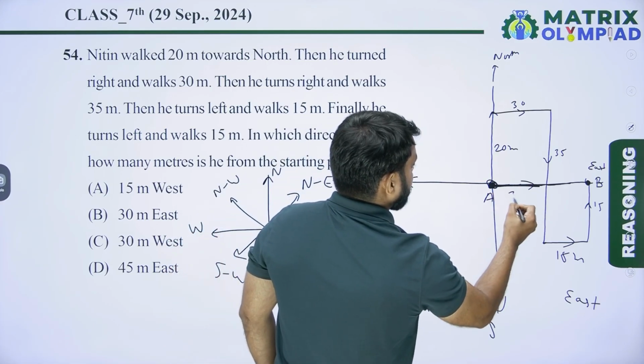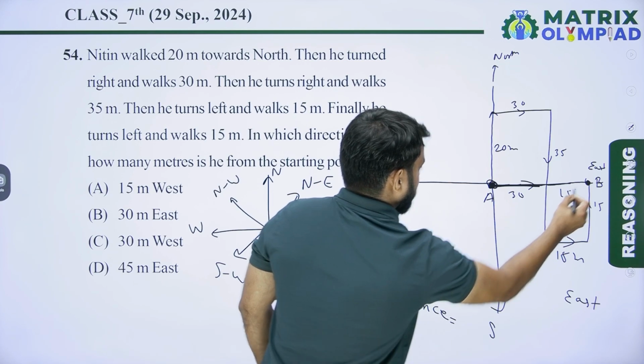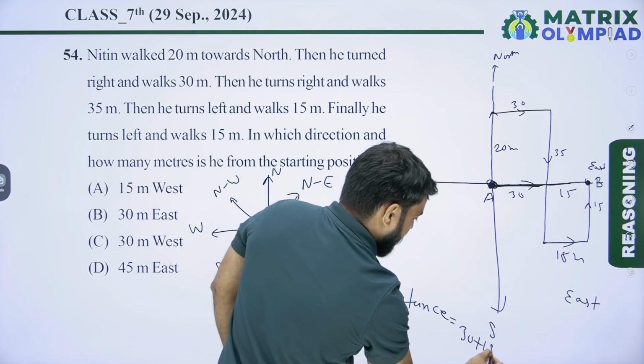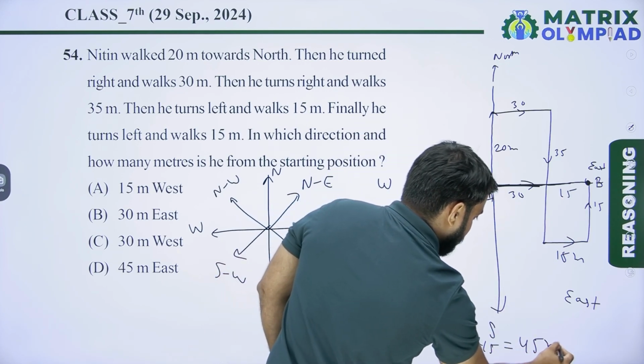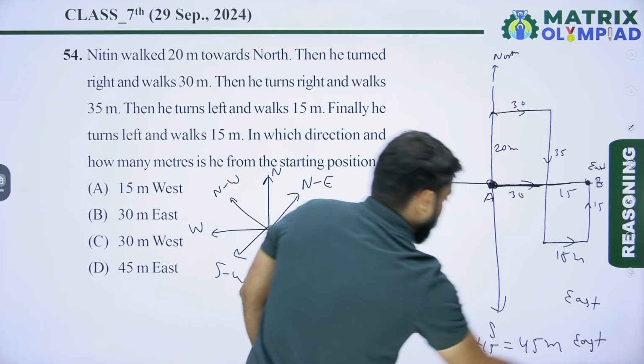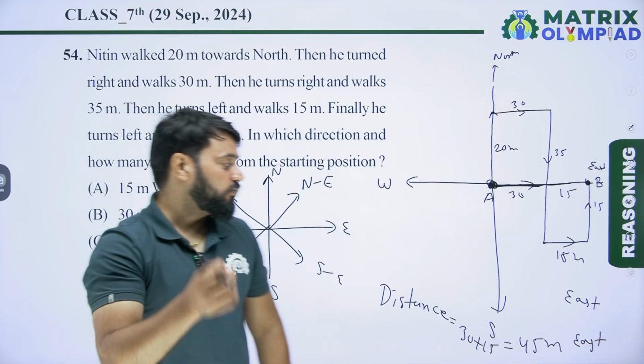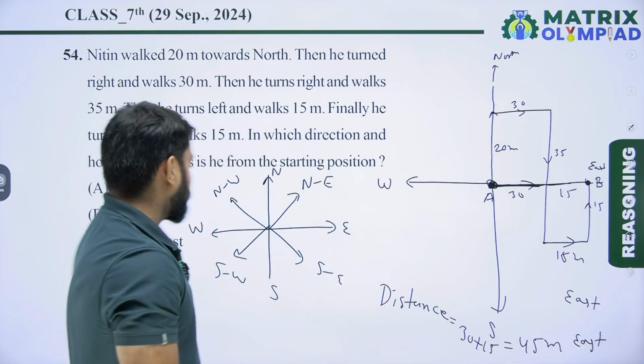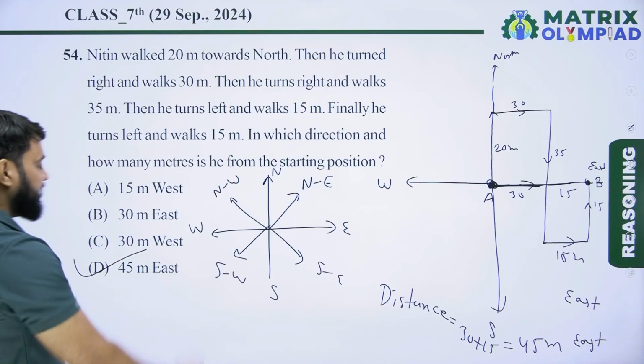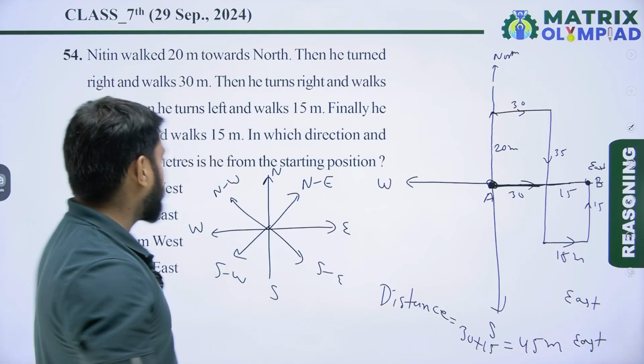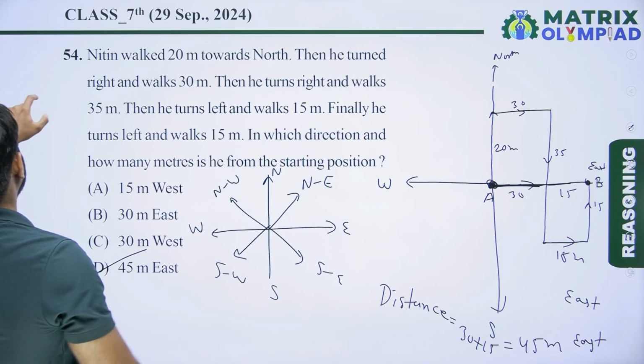The distance is 30 plus 15, which means 45 meters in the east direction. So Nitin is 45 meters in the east direction. So here option D is the correct answer of this question. Now let's move on to the next question.